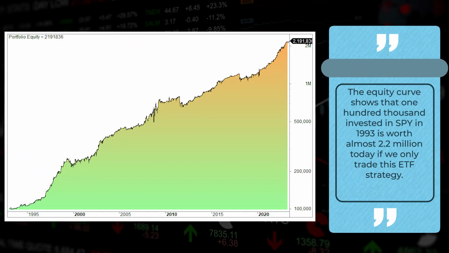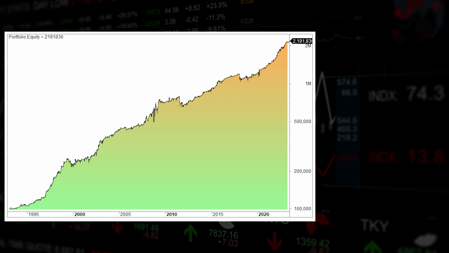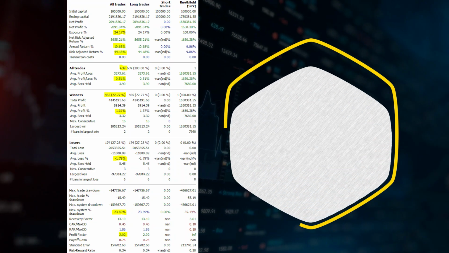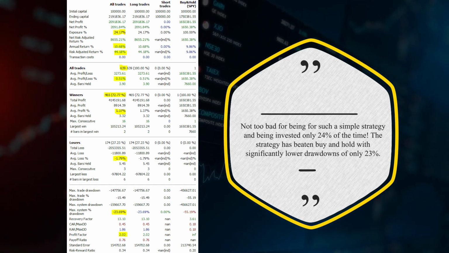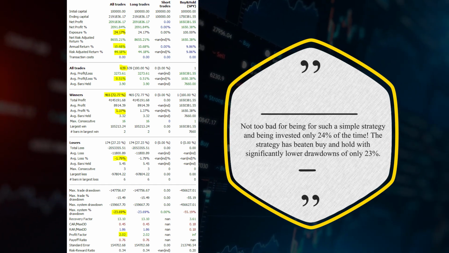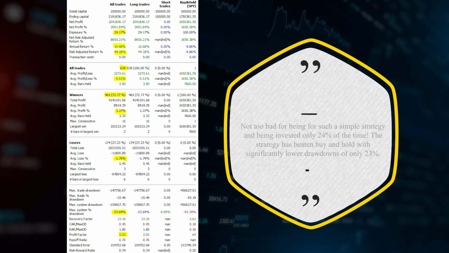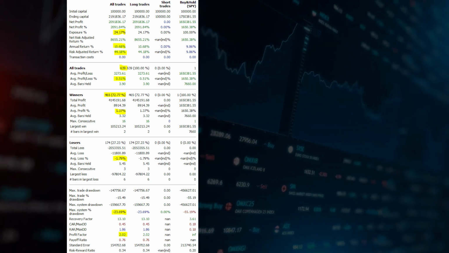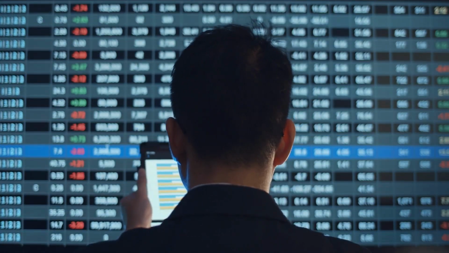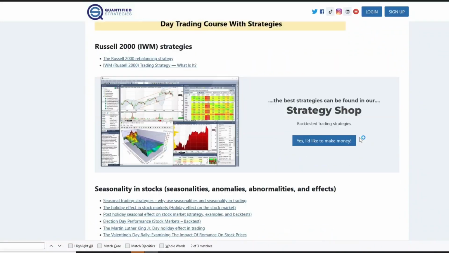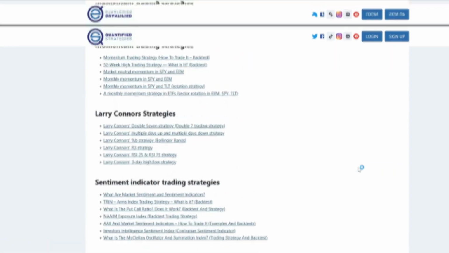The equity curve shows that $100,000 invested in SPY in 1993 is worth almost $2.2 million today if we only trade this ETF strategy. Not too bad for being such a simple strategy and being invested only 24% of the time. The strategy has beaten buy and hold with significantly lower drawdowns of only 23%. Even better, the strategy can be improved to increase the average gain per trade, something we did on our website and for our paying subscribers.